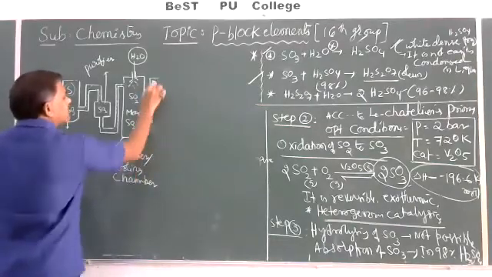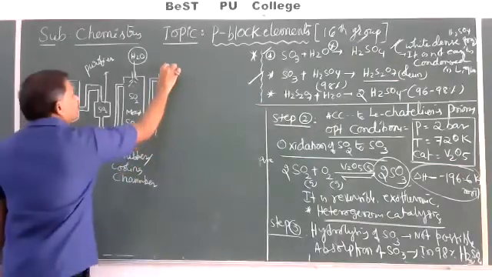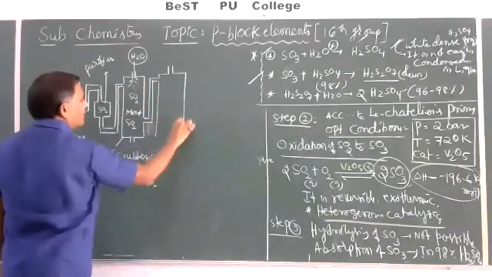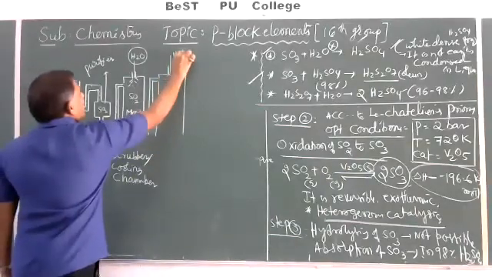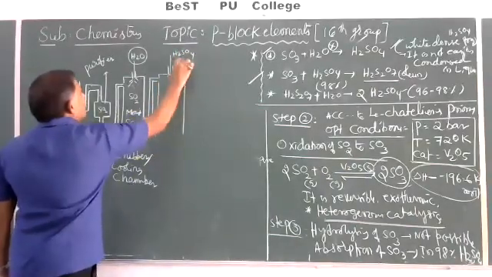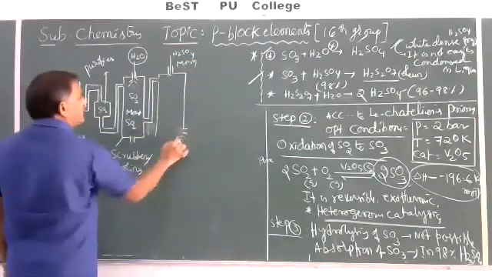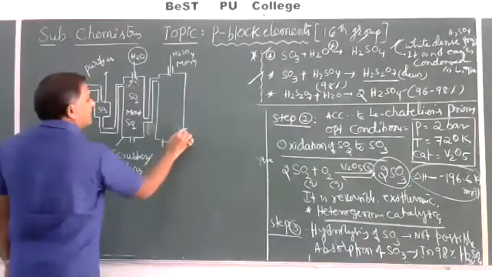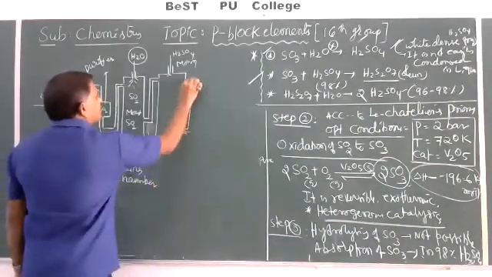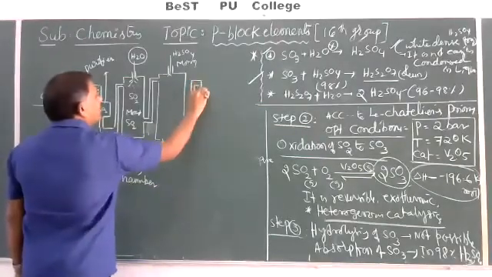We can pass this moisturized sulfur dioxide through a drying tower. Here we can use already prepared sulfuric acid to remove the moisture. Now the obtained dry sulfur dioxide is passed through one important purifier, that is called an arsenic purifier.